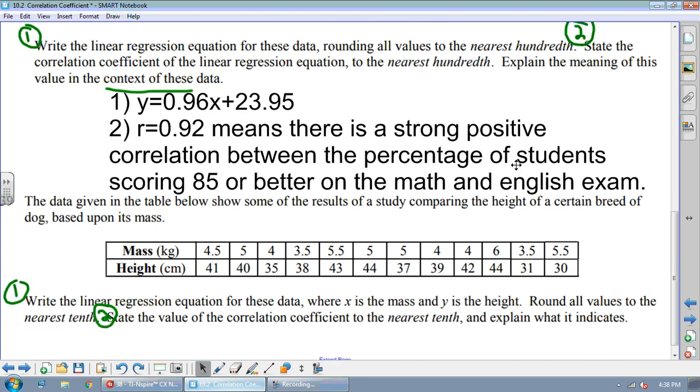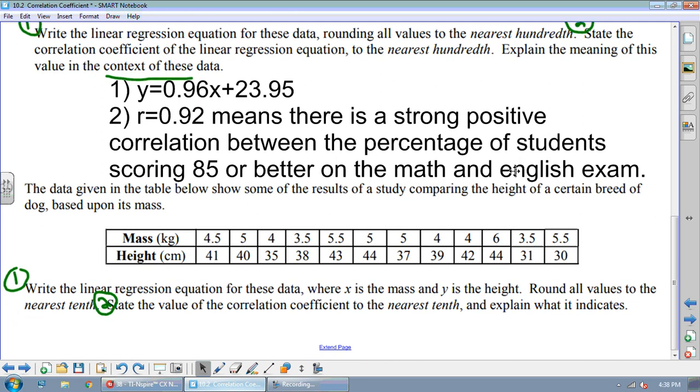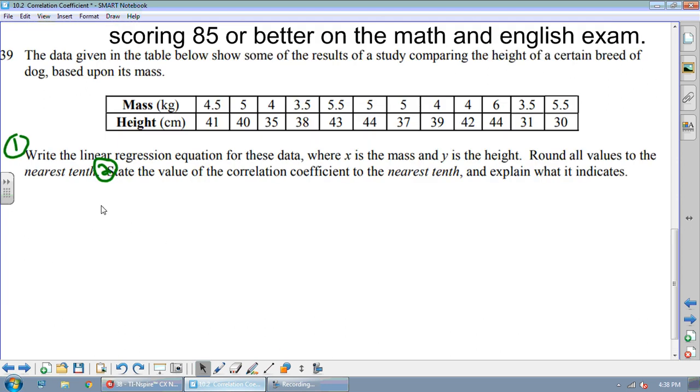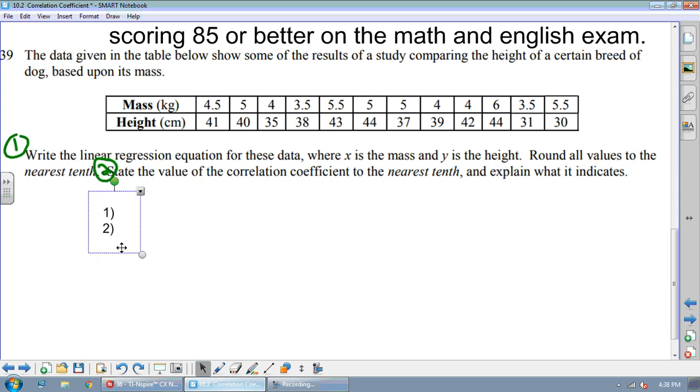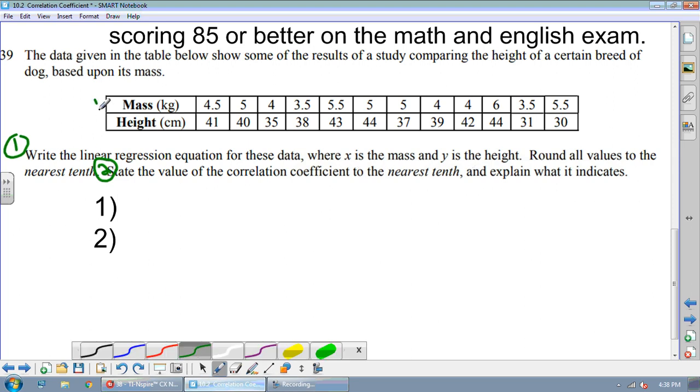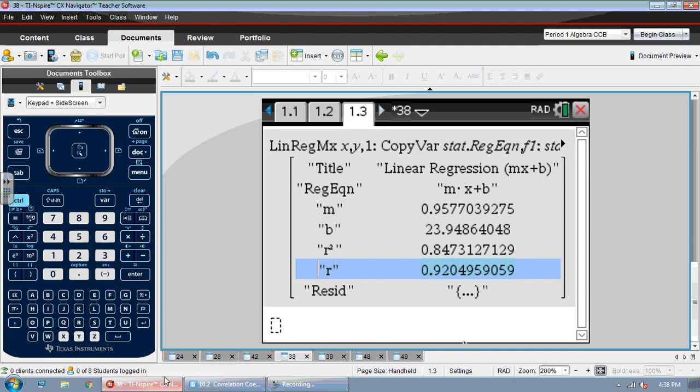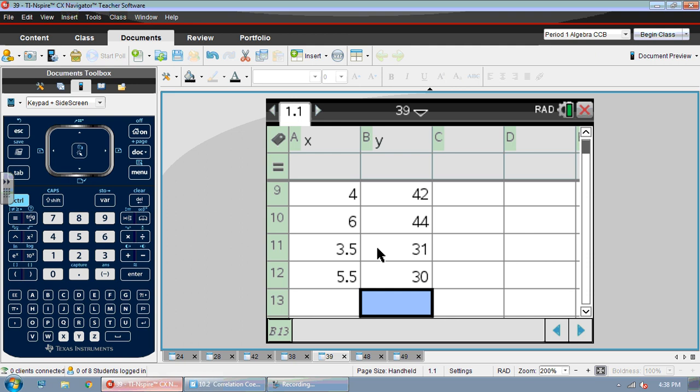Number 39, the data given in the table below shows some of the results of a study comparing the height of certain breeds of dog based on its mass. Number 1, write the linear regression equation. So I can already lay that out. And then there'll be a part 2, I know that. So I can go over to my data. Oh, and they did tell me that X is the mass and Y is the height. So I can even label that on here that I've got X versus Y. Round all values to the nearest tenth. So this is number 39.